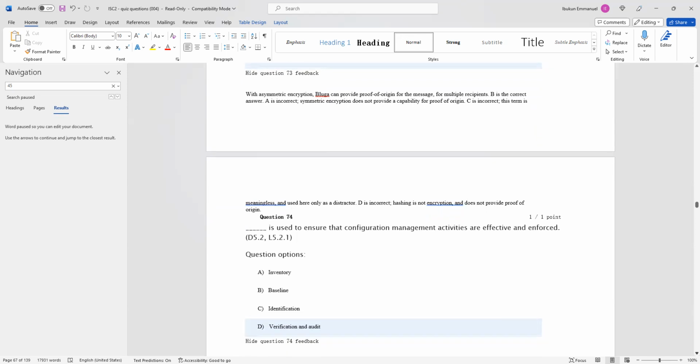What is used to ensure that configuration management activities are effective and that they are enforced? Is it inventory, baseline, identification, or verification and audit? The answer to that question lies in the first four letters of the question. XYZ is used to ensure. How do you ensure something? You verify and you audit it.